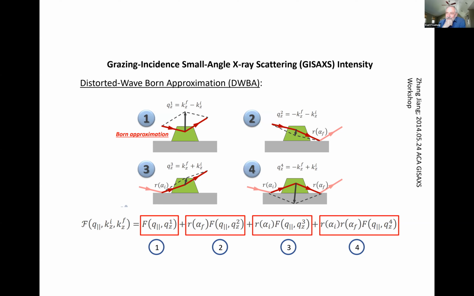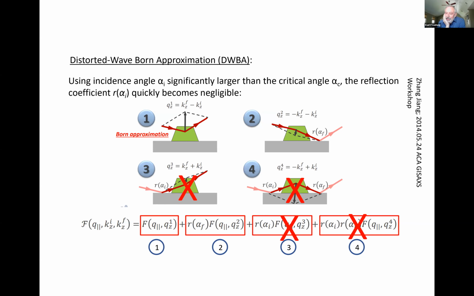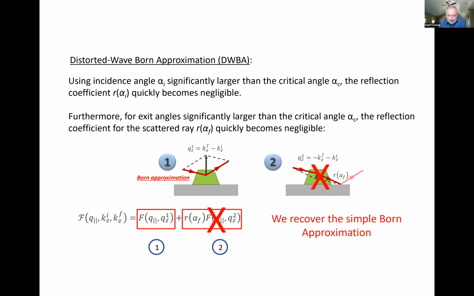And in fact, my group has usually been operating in a regime where we decide to go in with an incident angle above the critical angle to get rid of some of this complexity. If you go in well above the critical angle, then the reflectivity coefficient of the incident beam drops off quite rapidly. You get rid of these terms. Of course, if you go to sufficiently high output angle, then you also lose this remaining term, and you're just left with the Born approximation.